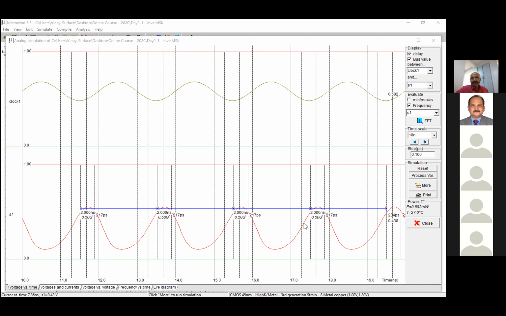Any answers? Why do you see that the power consumption of the design has gone up to 0.9 milliwatt, almost 0.9? Voltage, what voltage? Which voltage did we change?